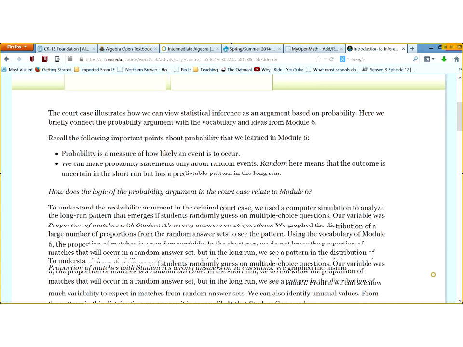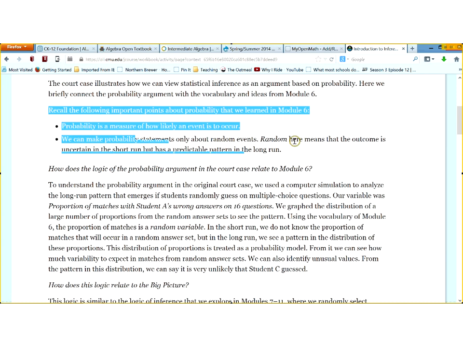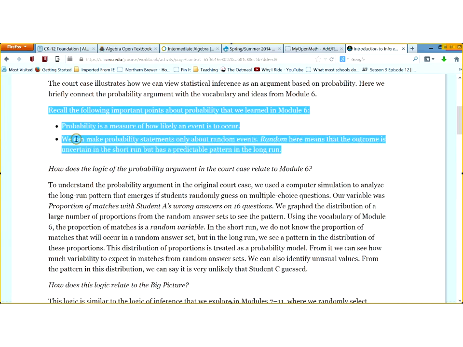So go back and think about what we did in Module 6. Probability is a measure of how likely an event is to occur, and we can make probability statements only about random events. Random here means that the outcome is uncertain in the short run, but has a predictable pattern in the long run. So basically, a lot of times in inference, we assume something is random, and then as we move forward, we see if it matches up with our assumption that it's random.